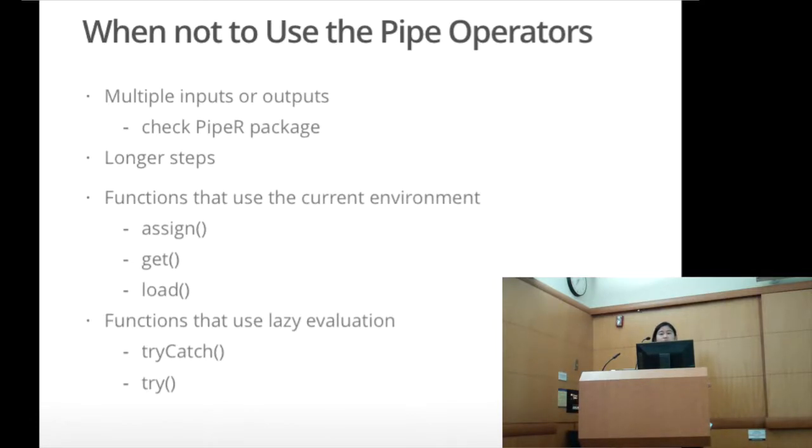For multiple inputs, I didn't find any other solutions. So I would say for input, I don't know if there are any solutions. But for outputs, I think there is a very good package called pipeR. pipeR is also a pipeline coding package in R, but it is not as popular as the magrittr package. But I think it is an advanced version of magrittr. They share a lot of the same things.